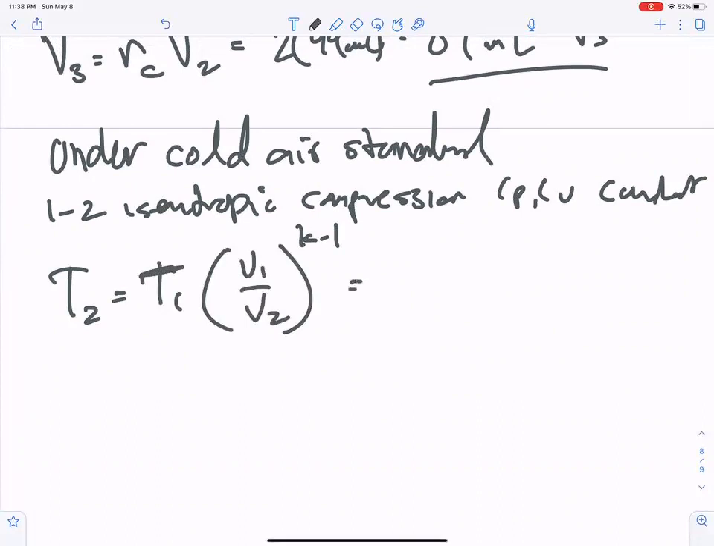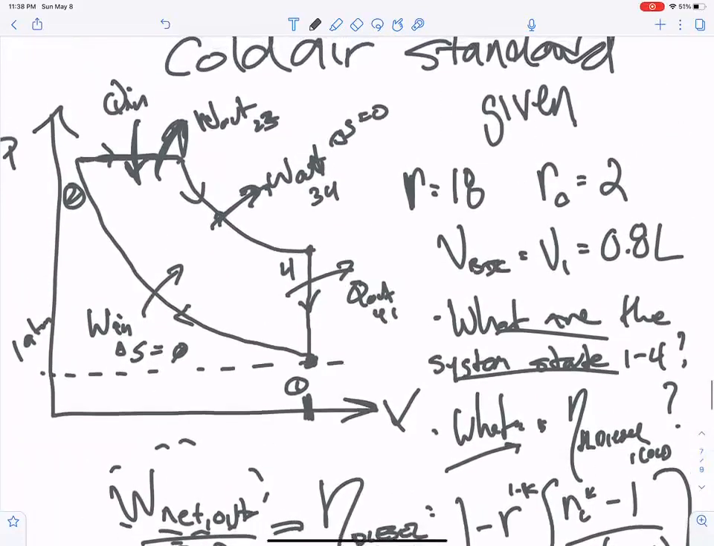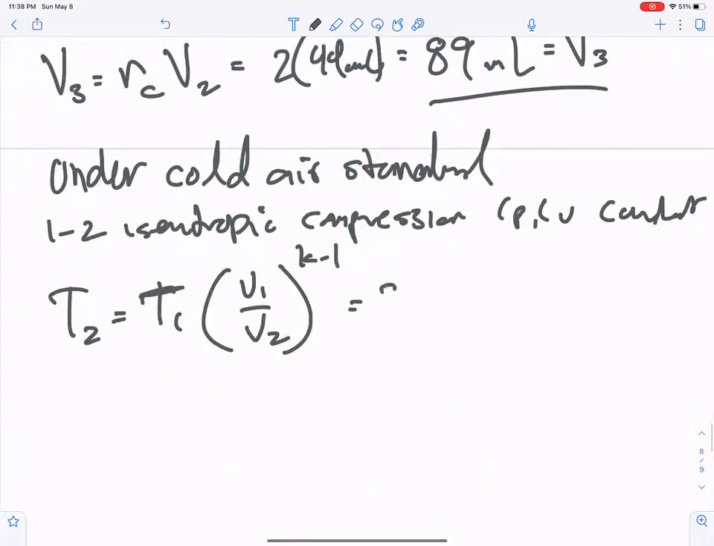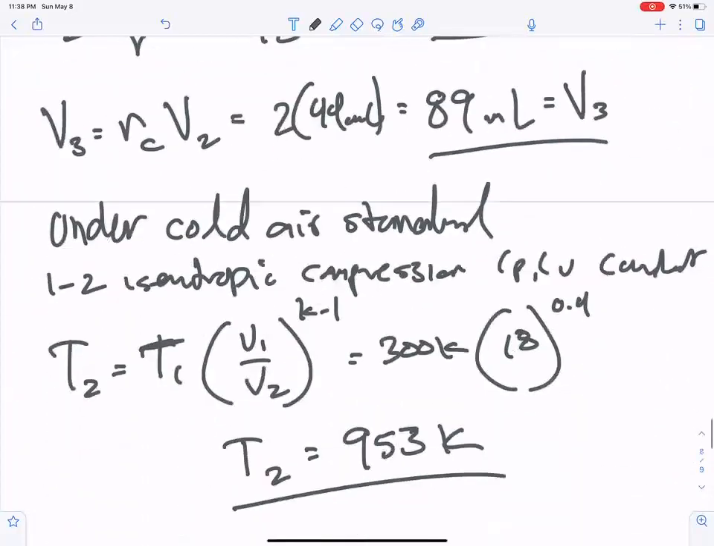So that would be assuming, let's assume this is 300 Kelvin, like in San Diego. T1 is the ambient condition. So that would be 300 Kelvin times 18 to the 0.4. So T2 equals 953 Kelvin. Okay, so state 2 is pretty much known. Well, no, we'll find the pressure, P2. We need the pressure now.